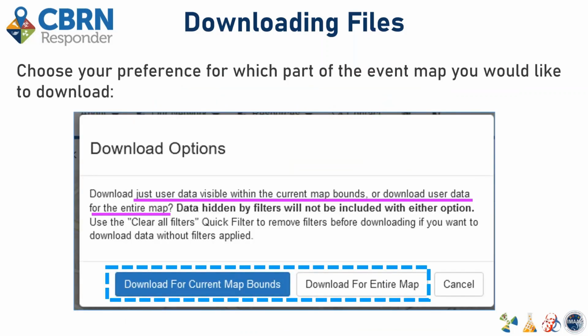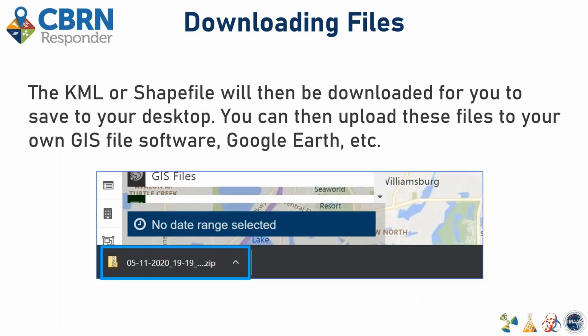Choose your preference for which part of the event map you would like to download. You can download just user data visible within the current map bounds, or download data from the entire map. It's important to note that data hidden by filters will not be included with either option. To avoid this, please use the Clear All filter under our Quick Filters menu to remove all filters before downloading. The KML or shapefile will then be downloaded for you to save to your desktop. You can then upload these files to your own GIS file software.